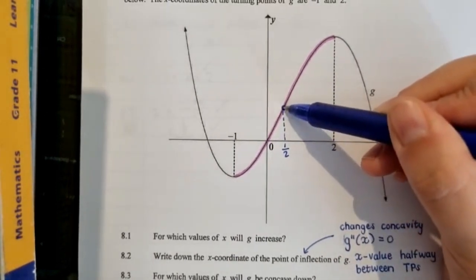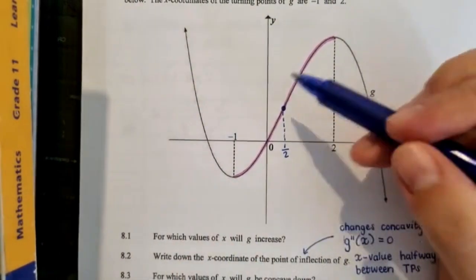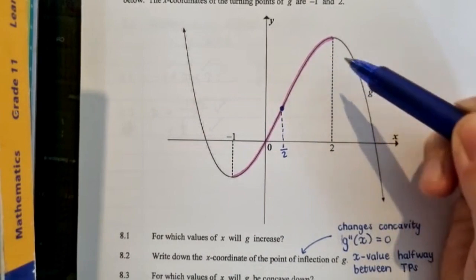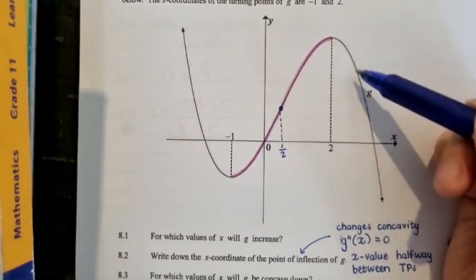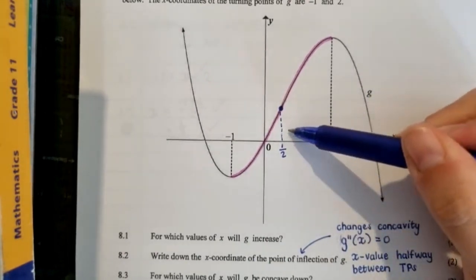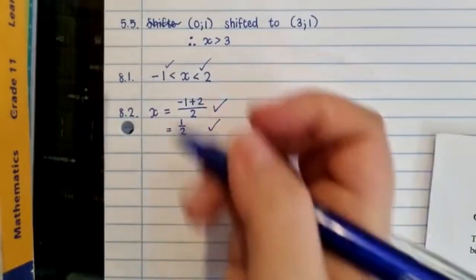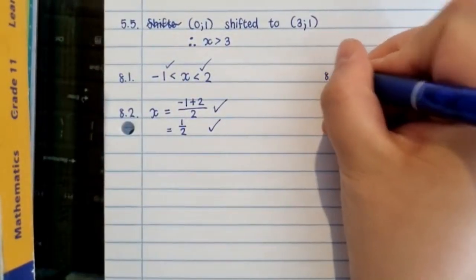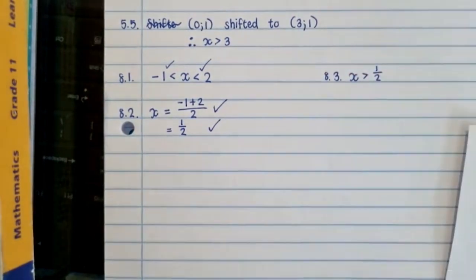It's not concave up or concave down at this point, right? It's almost like it's in between. And then after that point, it's concave down. So this will be where x is greater than 1/2. All of these x values here on this side, if we're looking at the x-axis, all of these x values are greater than 1/2. Okay, so 8.3, where x is greater than 1/2.